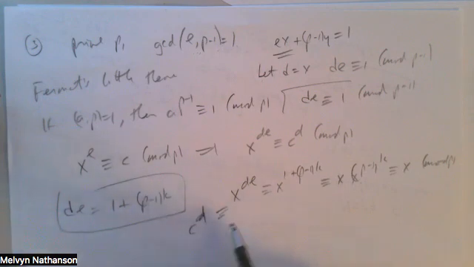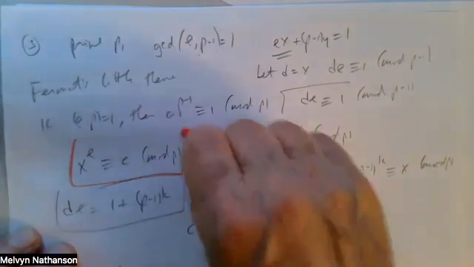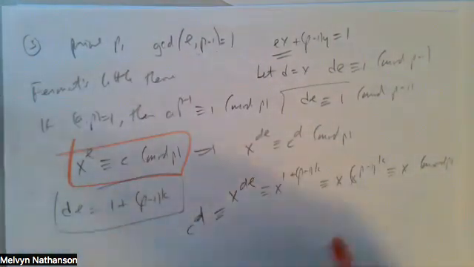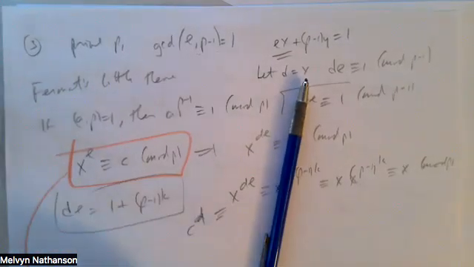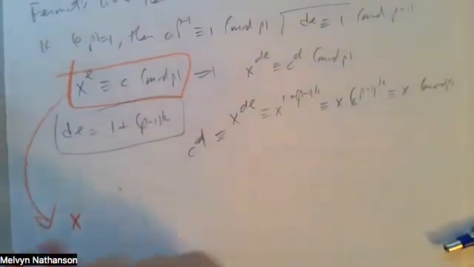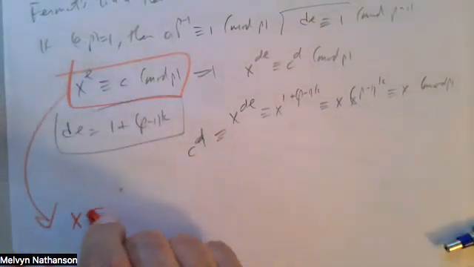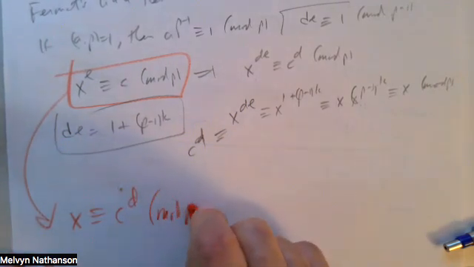So if you want to solve x to the e congruent to c mod p, the solution is x congruent to c to the d mod p.